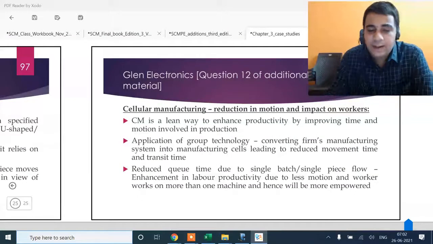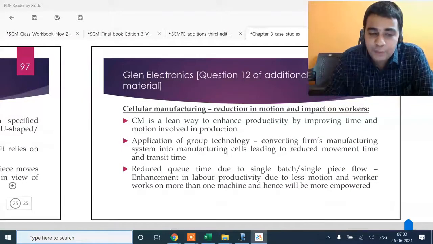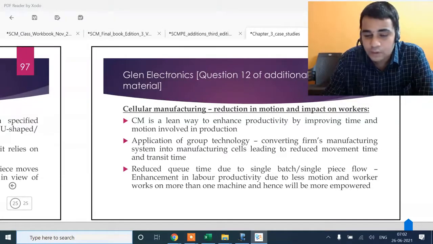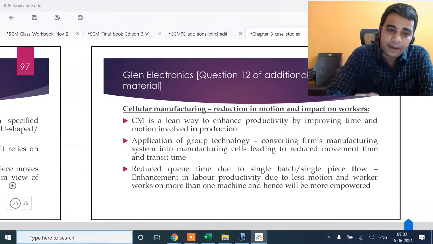It is a lean way to enhance productivity by improving time and motion involved in production. Application of group technology, converting the firm's manufacturing system into manufacturing cells, leading to reduced movement and transit time, reduced queue time due to single batch or single piece flow, enhancement in labor productivity, and the worker works on more than one machine and hence will be more empowered. Any doubts on this?